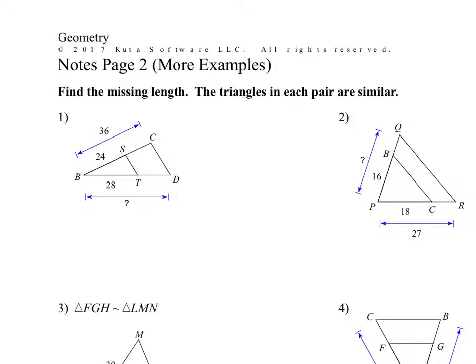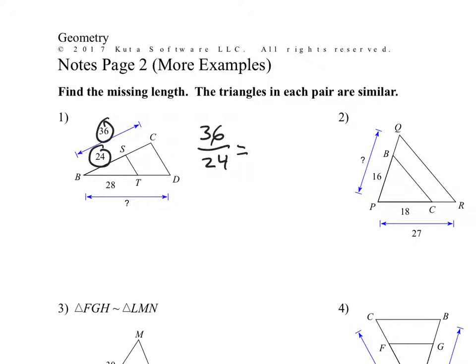Okay, on our next part, we're going to do some more examples of triangle similarity where we're trying to find missing sides. On number one, we have like our flagpole problem. We have two triangles. One's kind of inside the other. And all we have to do is match up sides. Let's start with the 36 on the big triangle. So the 36 on the big triangle is going to match with the 24 on the small triangle.